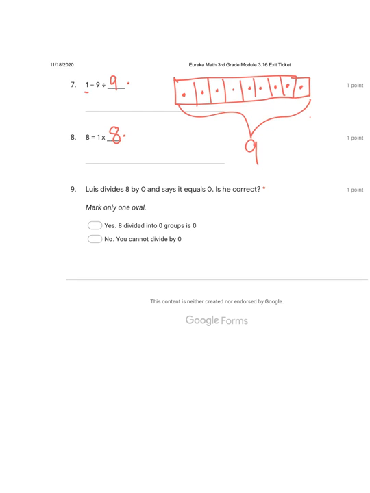Okay, Lewis divides 8 by 0 and says it equals 0. Is he correct? So what's our rule? Anything divided by or multiplied by 0 is 0. You can't multiply if you have nothing, and you can't divide if you have nothing. So yes, he is correct. 8 divided into 0 groups is 0.